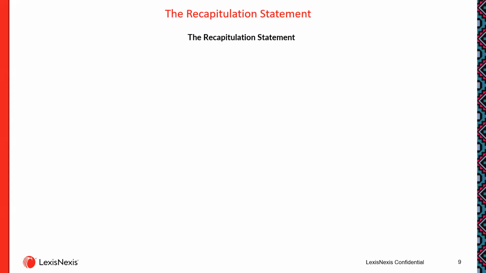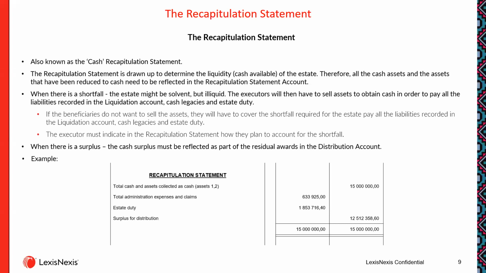So next up, let's have a look at our recapitulation statement. Now that we've listed all of our assets and liabilities in the estate, we use our recapitulation statement, also known as our cash recapitulation statement, to determine the liquidity of the estate. So the recapitulation statement is drawn up to determine whether we have cash available in the estate. So therefore, all of our cash assets, or our assets that have been reduced to cash, are recorded in our recapitulation statement account.